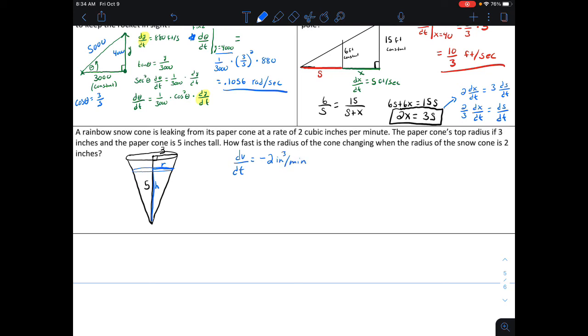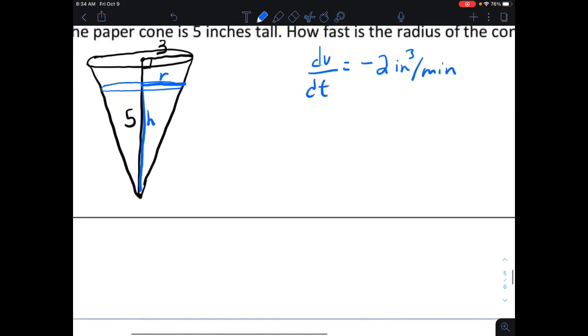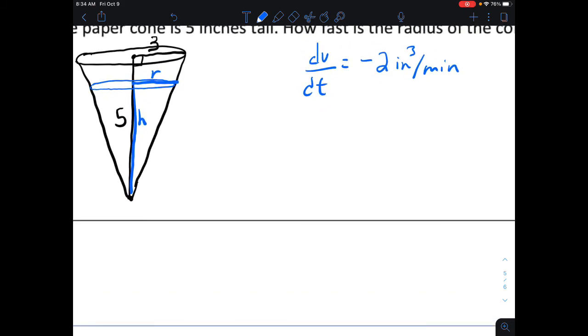And our goal is to find how fast the radius of the cone is changing, so that would be dr/dt, when r is equal to 2. Okay, let me zoom in here on this picture. I need to relate my values of r and h together.